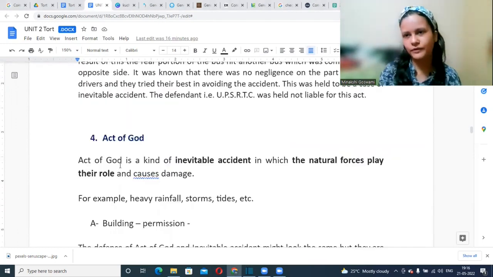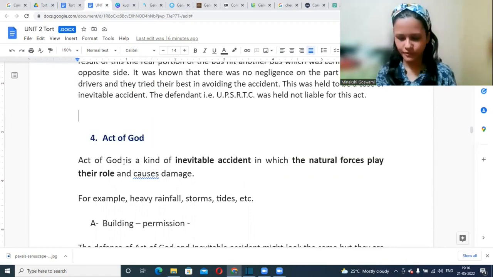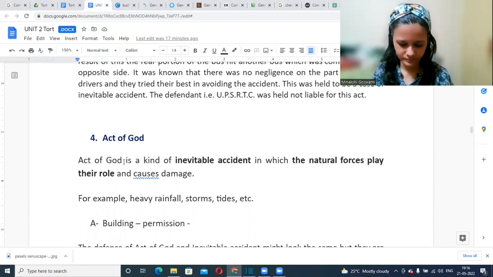All right, so the next one we have is act of God. Have you heard of this before? What is it? Act of God is because of things like an earthquake, extreme rainfall, or basically nature upset, a tsunami kind of thing.